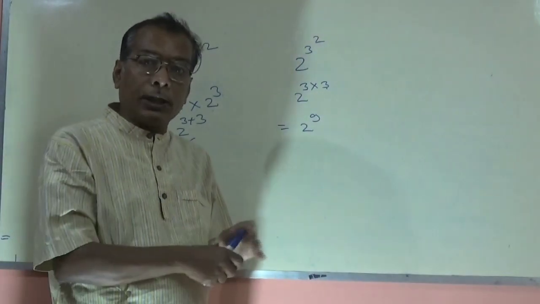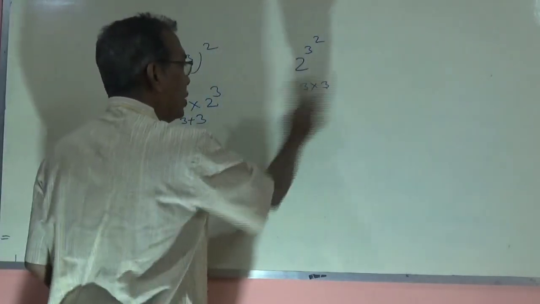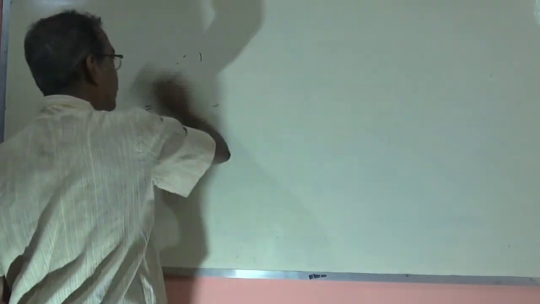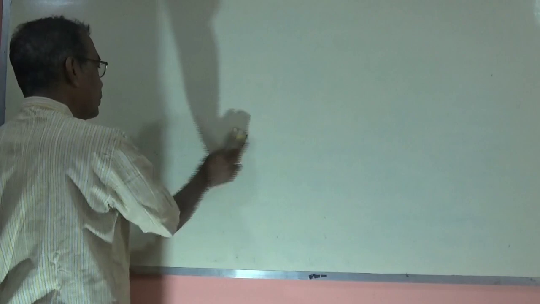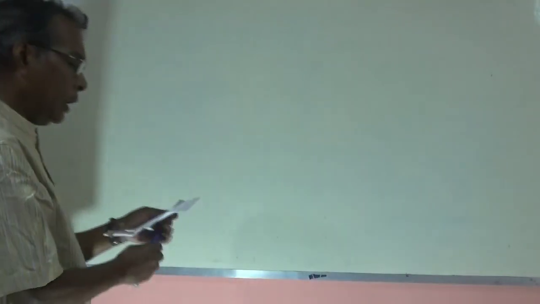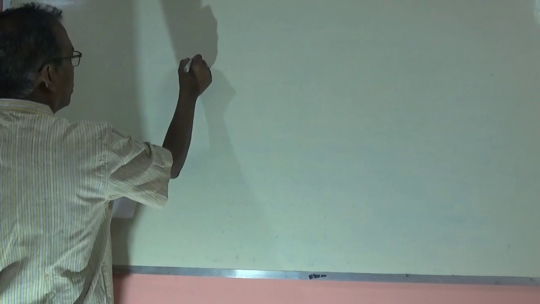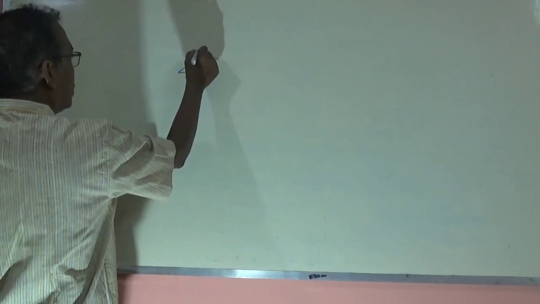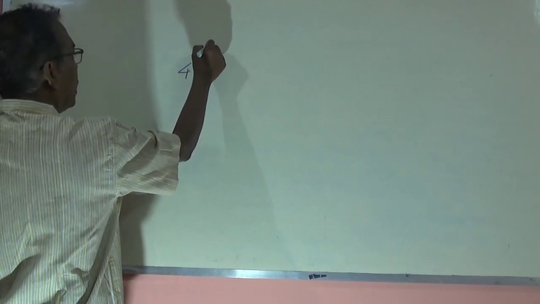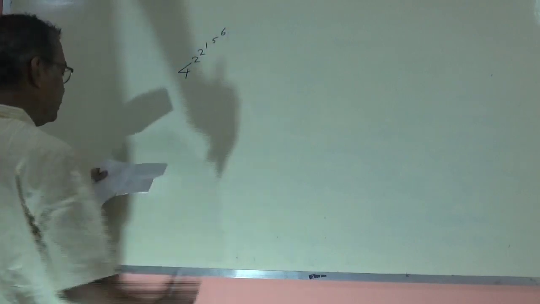Now, during the last session, one of your friends asked me a question. This looks a little bit difficult, and she asked me to solve this: 4 power 2, whole power 2, whole power 1, whole power 5 and whole power 6.